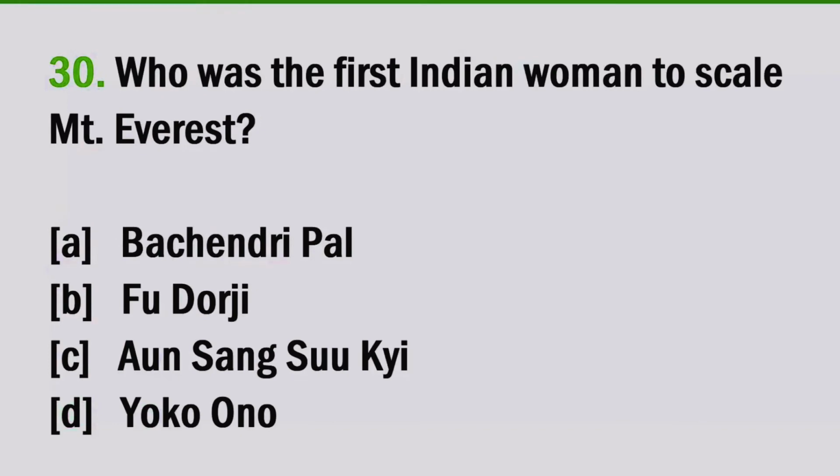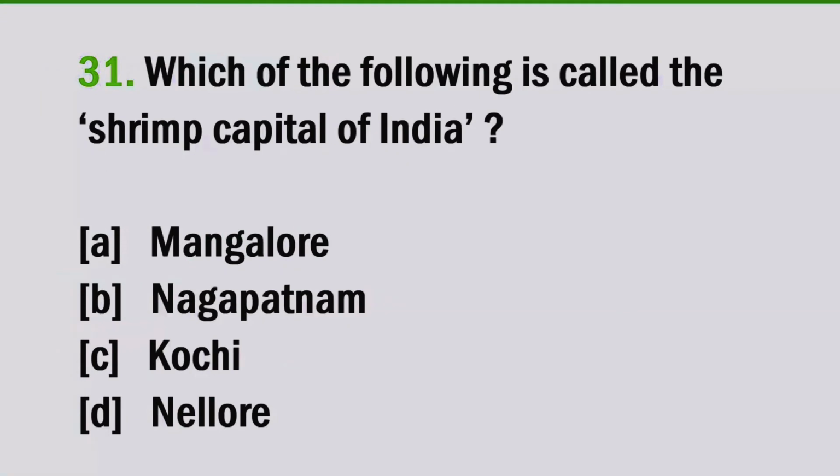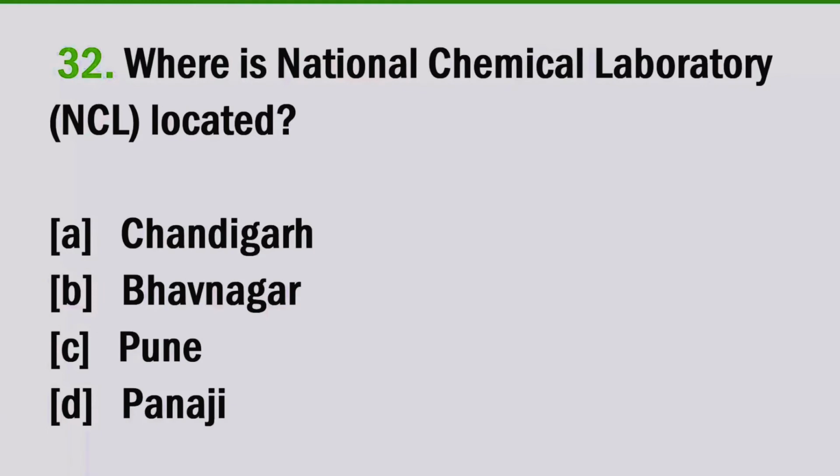Who was the first Indian woman to scale Mount Everest? Answer A. Bachendri Pal. Which of the following is called the shrimp capital of India? Answer D. Nellore. Where is National Chemical Laboratory NCL located? Answer C. Pune.